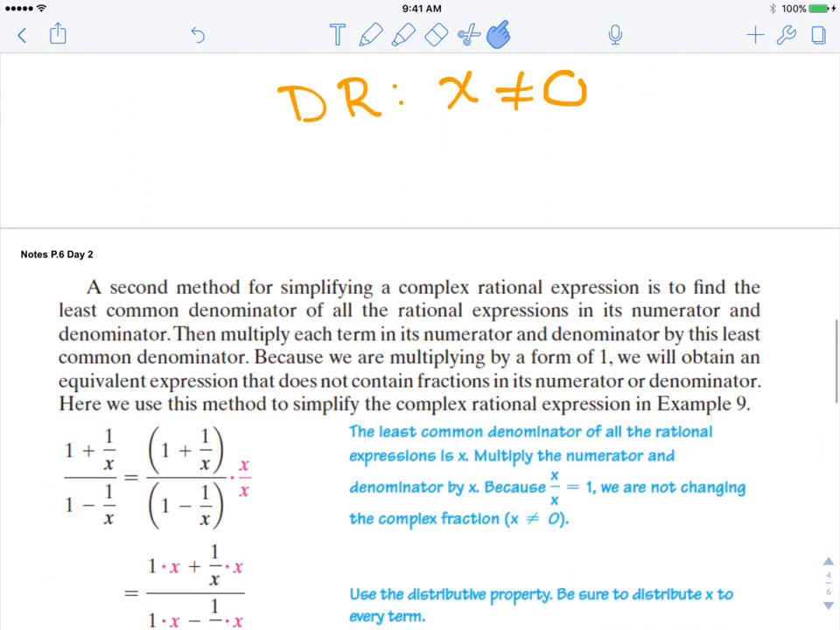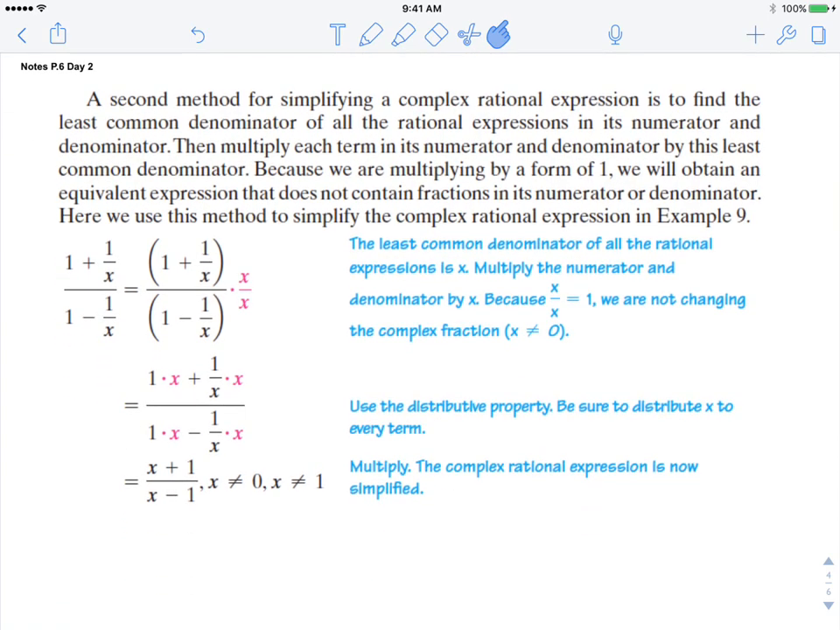All right. Here's the second method, and this is the method that I prefer. The second method for simplifying a complex rational expression is to find the least common denominator of all of the rational expressions in the numerator and the denominator. Then what you do is you multiply each term in the numerator and denominator by the LCD. And what happens is lots of fun things are going to cancel out.